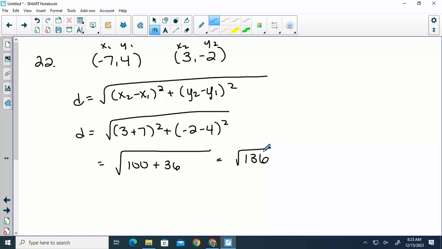You know that I want exact values for the final answer, so no decimals, but we do need our radicals to be in lowest form. So 136, that's divisible by 4 and 34. So square root of 4 is 2, 34 does not break down. So 2 radical 34. Okay, I just put it in decimal form. Yeah, I'm always going to tell you exact values, so no decimals.